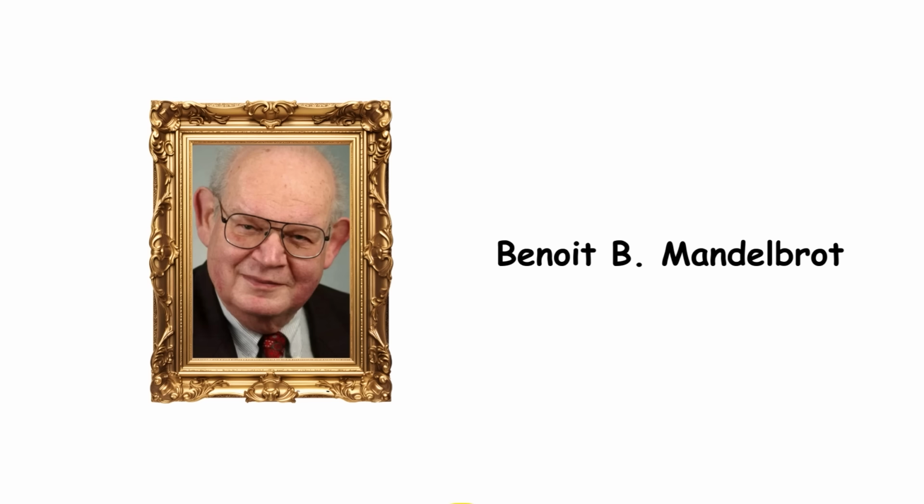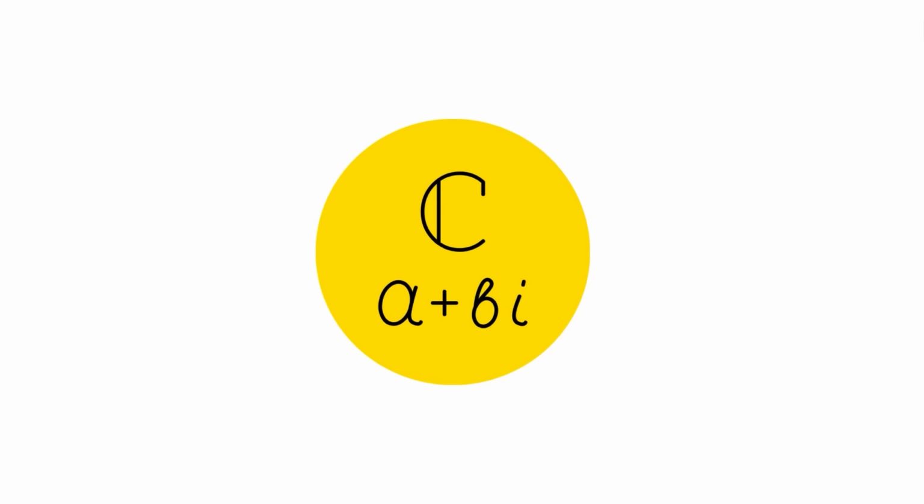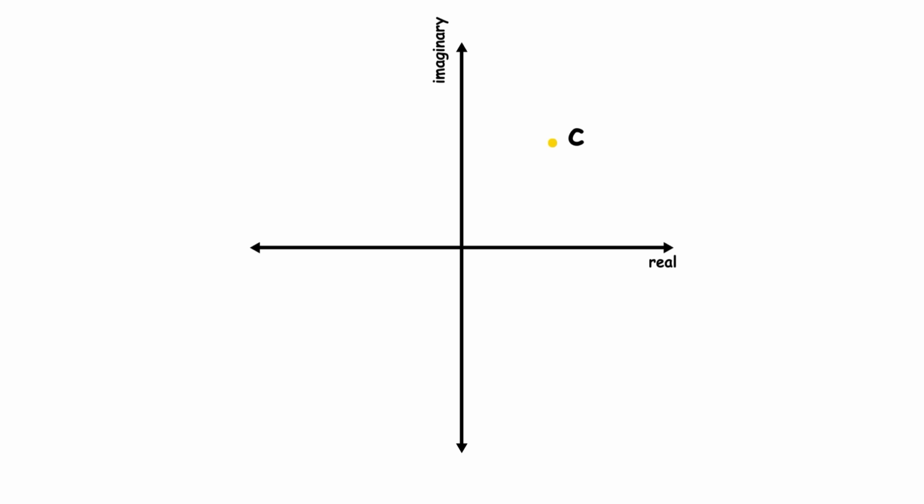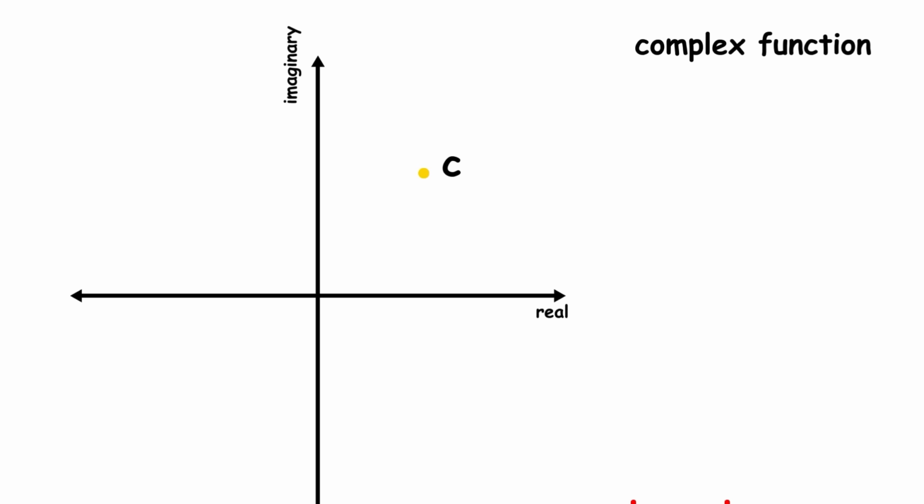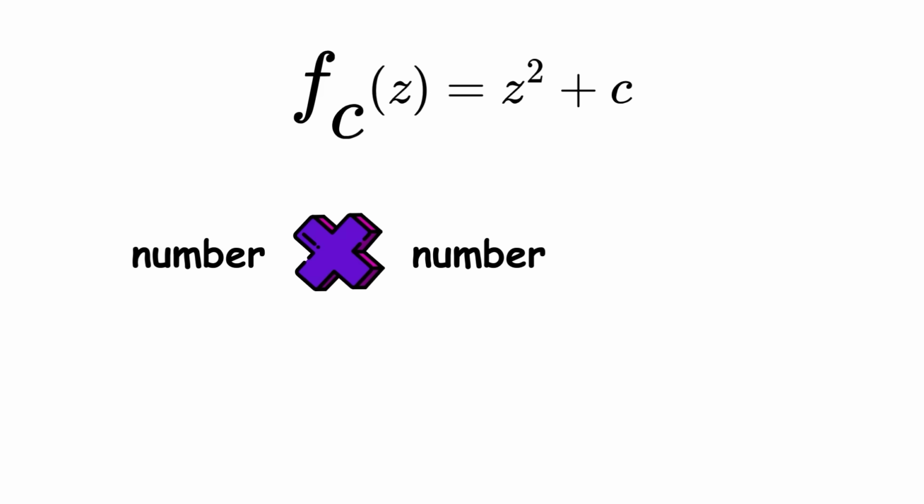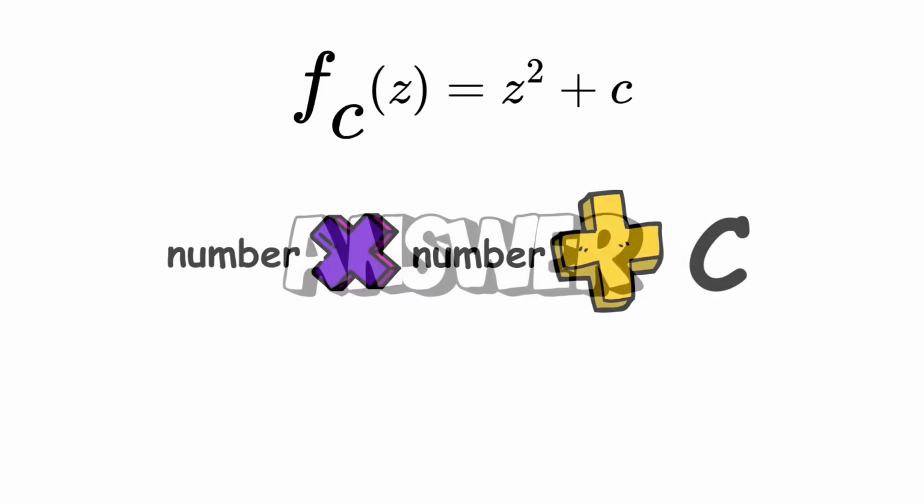Mandelbrot set. The Mandelbrot set, named after French-American mathematician Benoit B. Mandelbrot, arises in the study of complex numbers. We begin by picking some number c in the complex plane. Using c, we will define a complex function called f sub c, with the equation f sub c of z equals z squared plus c. Basically, this function takes in a number, multiplies it by itself, adds c, and spits out the result.